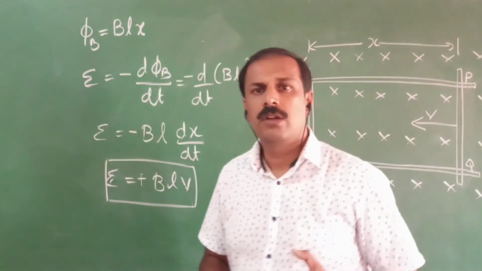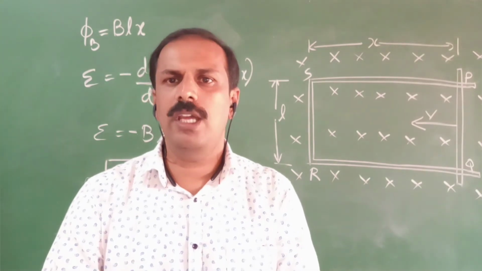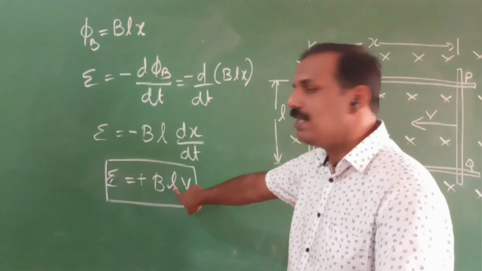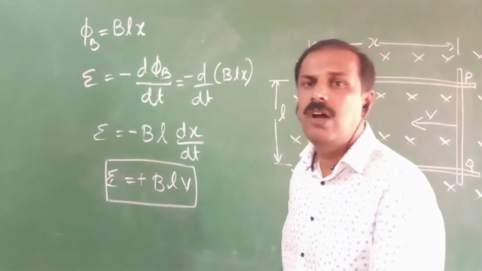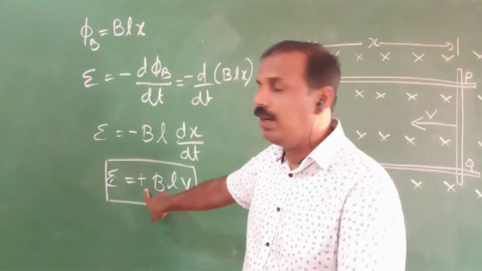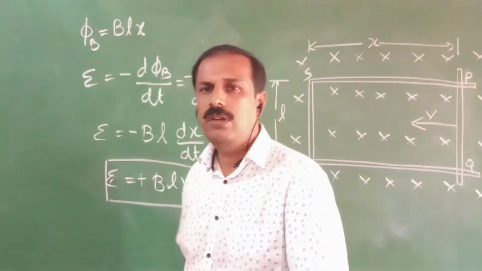Once more, when a conductor is moving in a magnetic field, the induced EMF is given by BLV, where L is the length of the conductor and V is the velocity of the conductor. Again, you should take care that it's a positive quantity. Here the velocity is opposite, that's why that negative sign will go there.